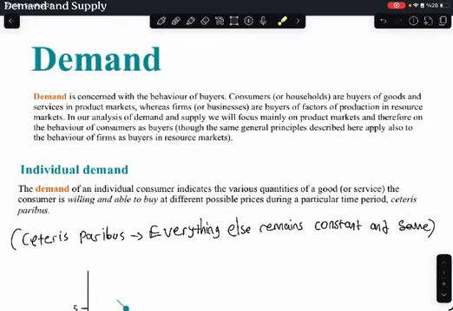As buyers, consumers are demanders of those items they wish to buy. The demand of an individual consumer indicates the various quantities of a good or service the consumer is willing and able to buy at different possible prices during a particular time period, ceteris paribus. To remind you, ceteris paribus means everything else remains constant and the same.